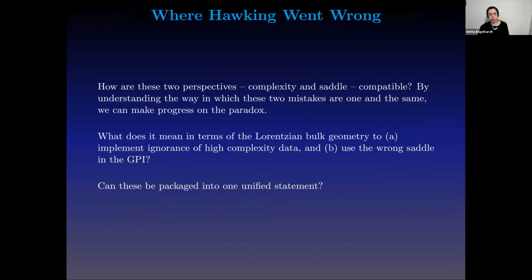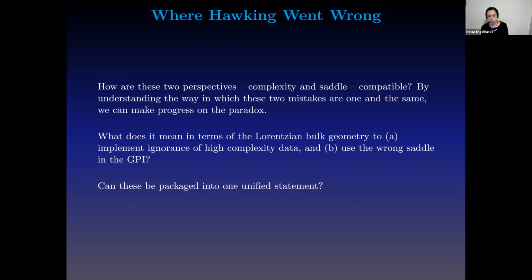Okay, so we have these two different perspectives on what's missing from Hawking's calculation, what went wrong. Either complexity coarse graining or using the wrong saddle in the gravitational path integral. And we'd like to understand, how are these two compatible? These are two very valid ways of thinking about what's wrong or what's missing from Hawking's calculation. And we would like to understand if they're compatible, if this is really one and the same mistake.